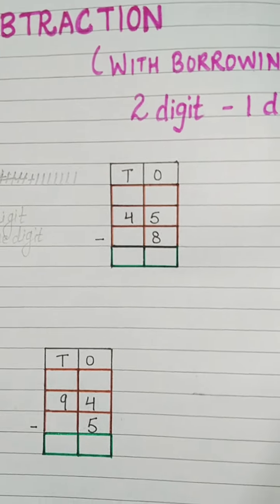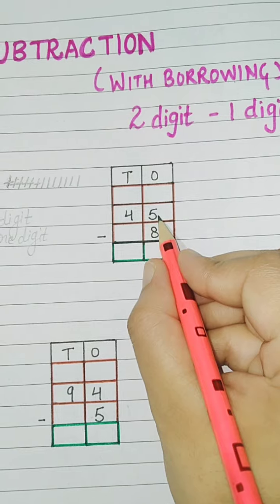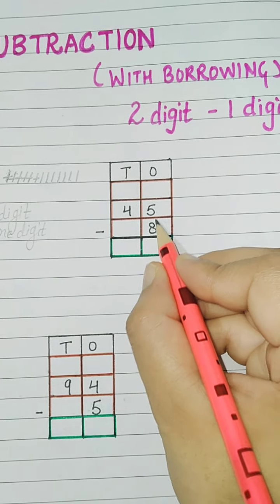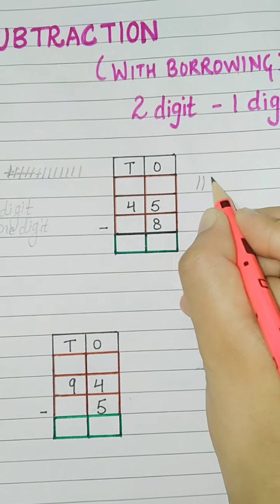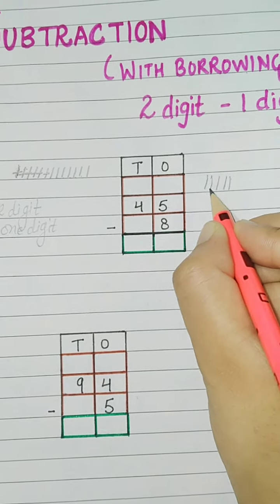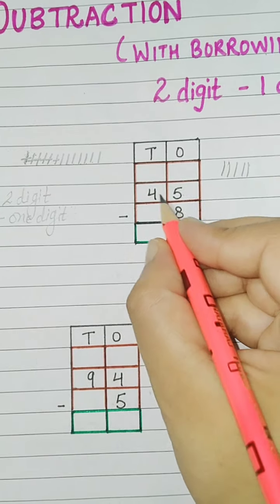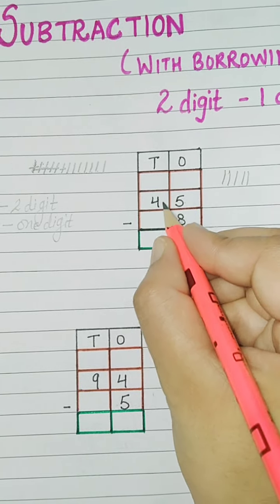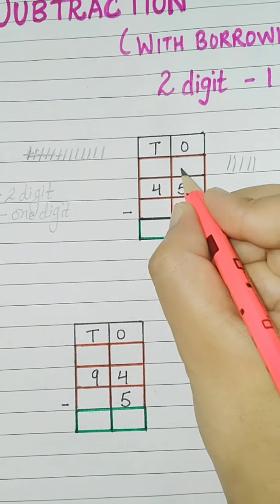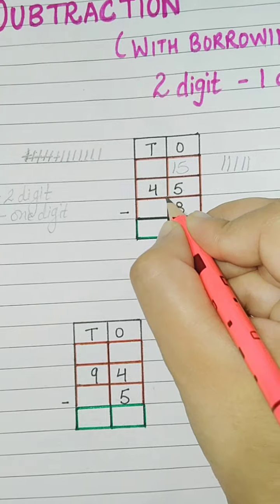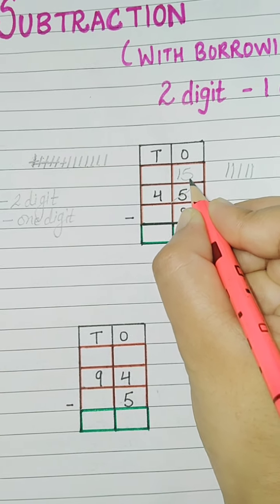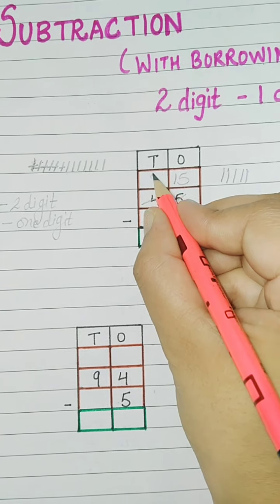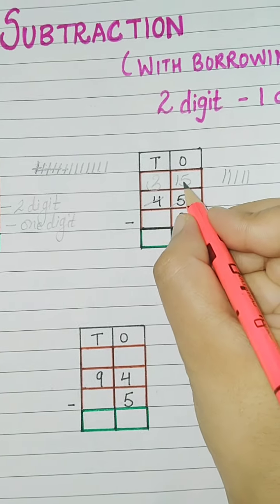Here the number is 45 and the other number is 8. You have to subtract 8 from 45. Can you subtract 8 from 5? No, you cannot. So what will you do? You will take one from its partner. Its partner is 4. So you will take one from 4 and it will become 15. And 4 will become one less, it will become 3. So now we have 15.